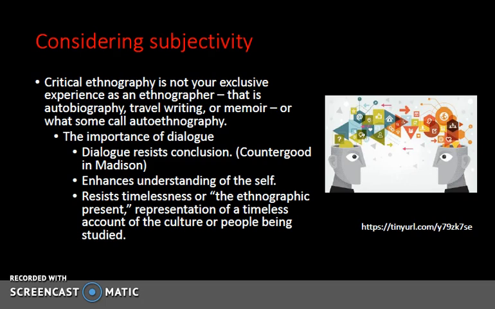As Madison notes and others have noted, this enhances our understandings of ourselves. And what this also does is it resists the timelessness or what has been historically referred to as the quote-unquote ethnographic present. That is the representation of a timeless account of the culture or people being studied. In other words, the culture as a whole versus the culture as the ethnographer engages with that culture and understands that culture. And there's a key difference here.